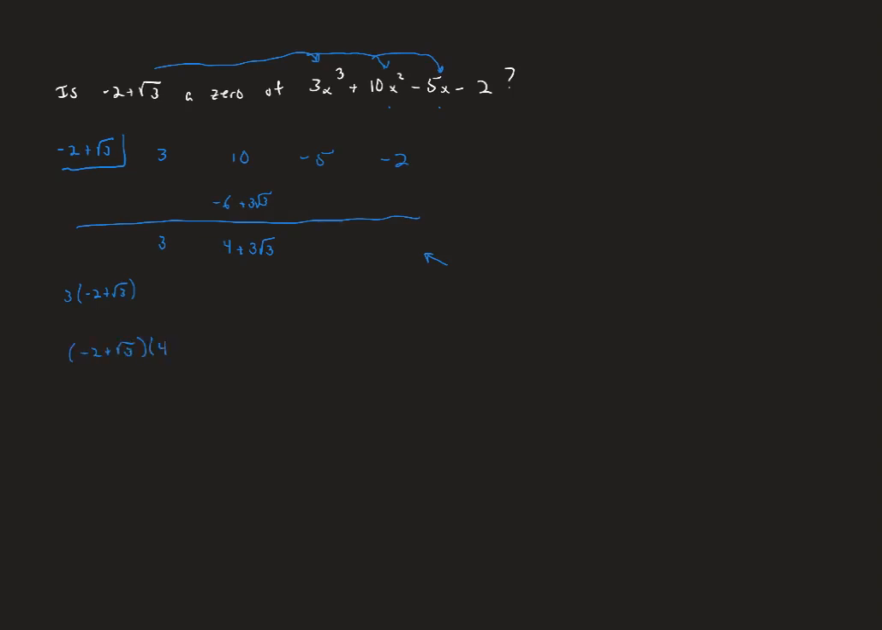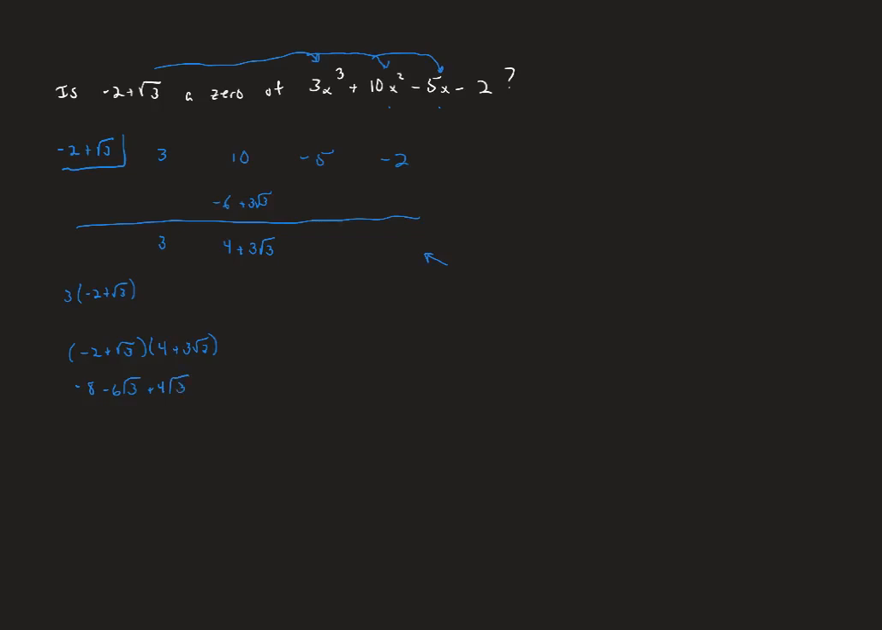We're going to have to multiply these out. And so let's see what we get. Negative 2 times 4 is negative 8. Negative 2 times 3 square root of 3 is a negative 6 square root of 3. Square root of 3 times 4 is a positive 4 square root of 3.